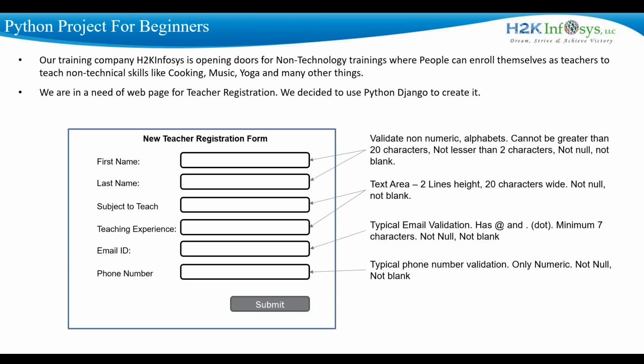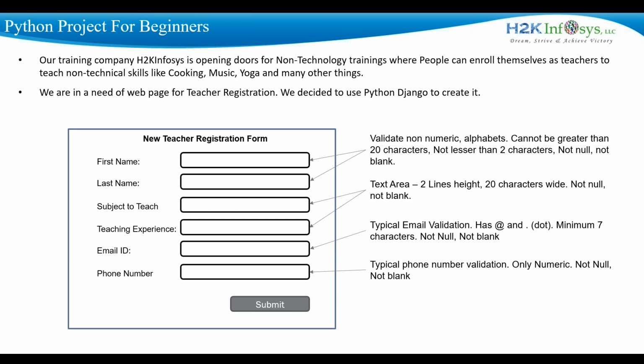The new teacher registration form should be the title, and you have these fields: first name, last name, subject to teach, teaching experience, email ID, and phone number. Later on, our team will call them, and then further things will be handled. After submission, the data should be stored in the database.